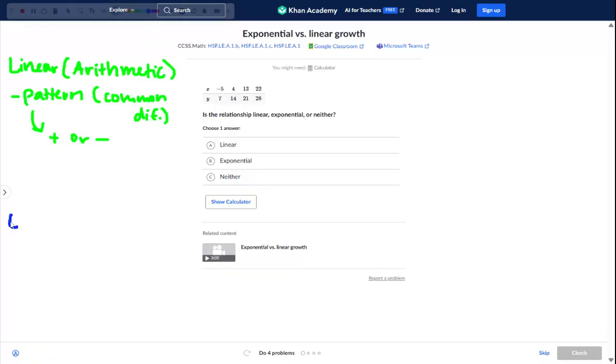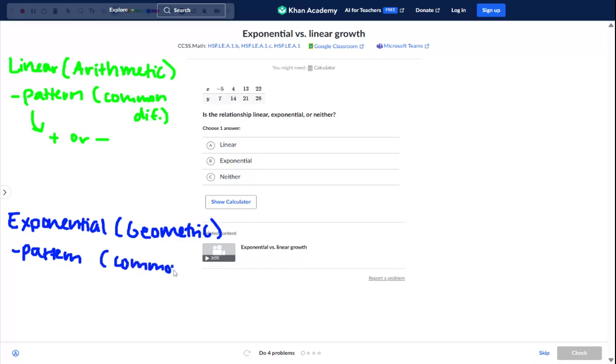The flip side is exponential, which remember we made the connection is similar to a geometric sequence. So what's happening for the pattern with that? For a geometric sequence, remember that's our common ratio. And what's going on in general is we're either going to be multiplying or dividing. That's the pattern.